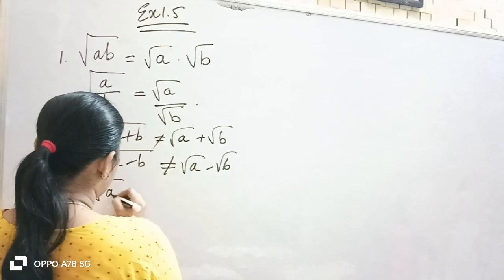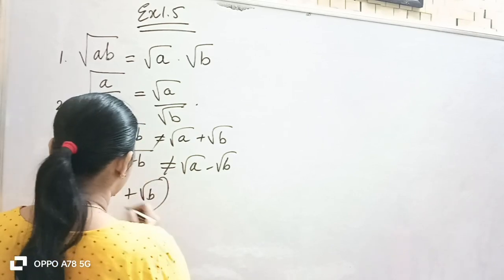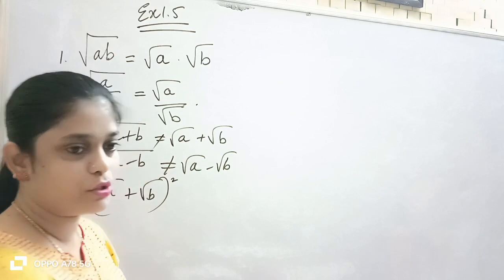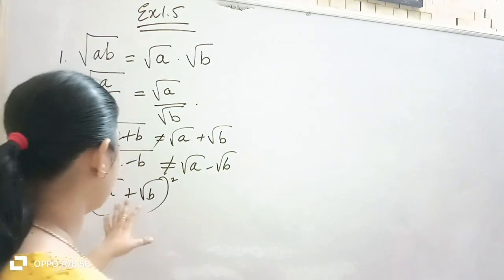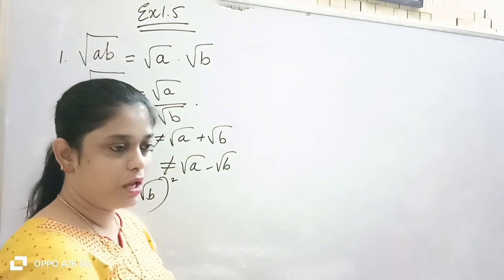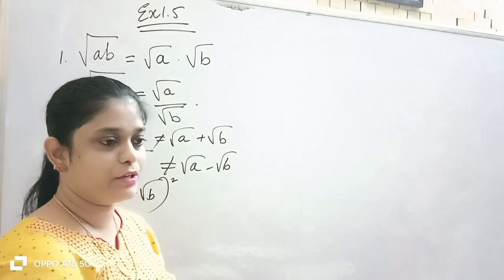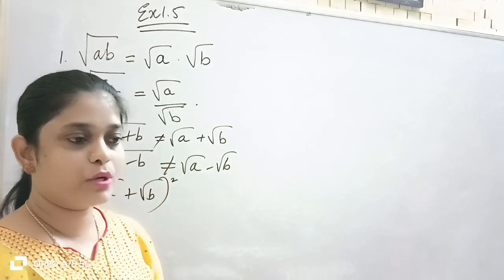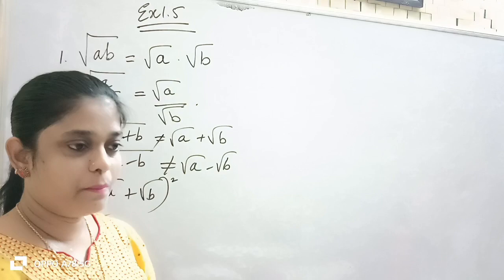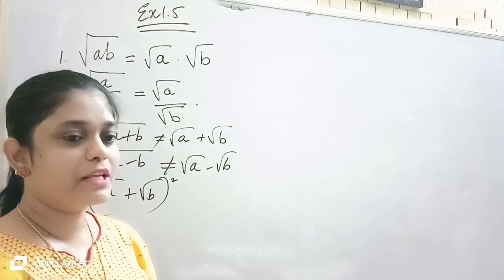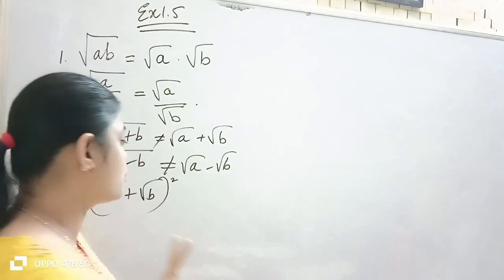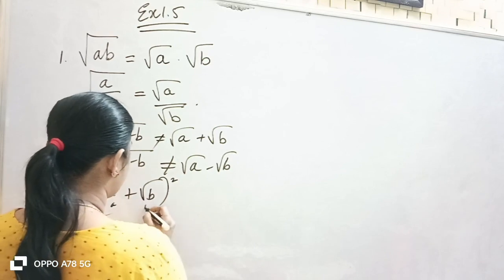So root of A plus B the whole square, you know the A plus B the whole square identity, is it correct? We are just using it here, instead of A it is root A, instead of B it is root B, that's all. What is the A plus B the whole square identity? A square plus B square plus 2AB, that's all. So you are applying here, instead of A this, instead of B this.